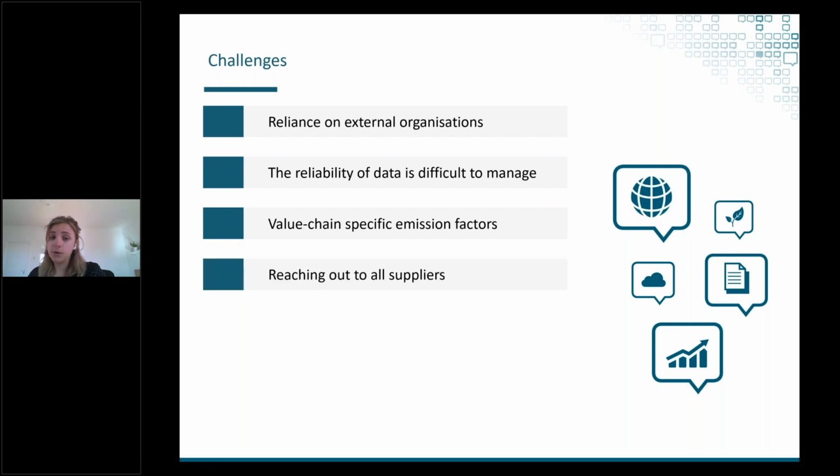Next, reaching out to all suppliers. Value chains are quite complex, and reaching out to all the relevant suppliers can be a daunting task. But fortunately, Jake will cover how we can help in that regard later.